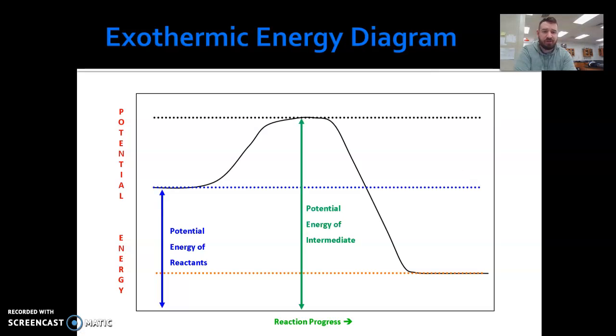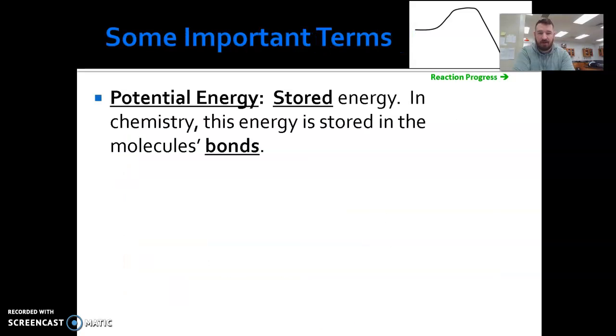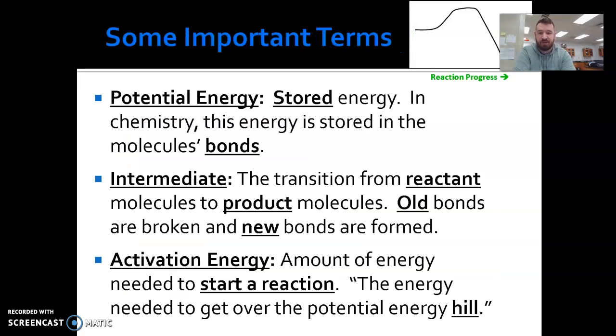We were just talking about the intermediate when we have old bonds breaking and new bonds forming. So that's going to be labeled right at the middle. Usually this will be where the peak of our potential energy is. So make sure you have those two labeled, and we'll come back and label a couple more in a little bit. So we talked about potential energy and the intermediate.